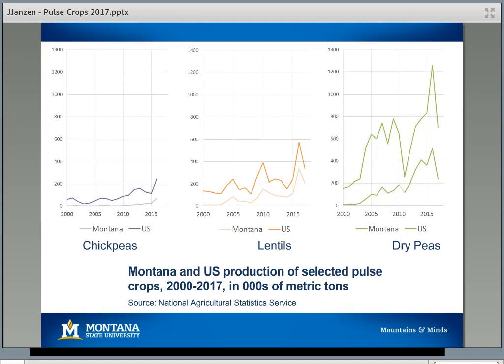Up until this last year, where we saw a major decline in production. That's the bigger overall production story: the drought that occurred here in 2017. Montana and U.S. production was down to about 60% of where it was in 2016. So a huge production decline. That can occur because production is really concentrated in Montana and North Dakota, and those were the two states hardest hit by the drought.